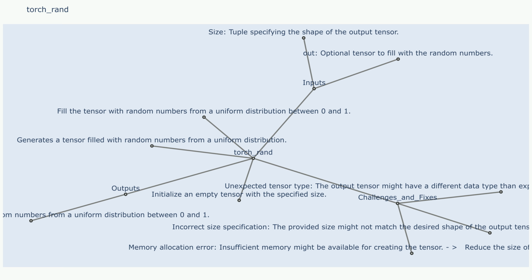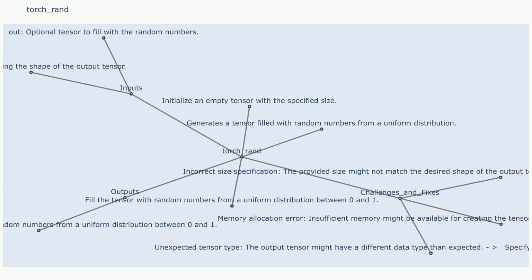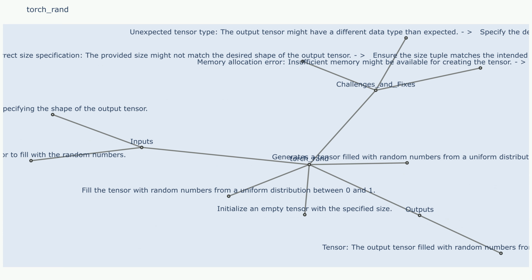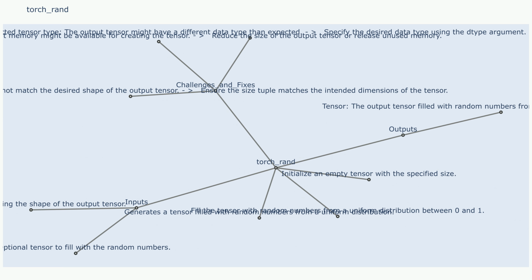Fixes to challenge 1: ensure that the size input is a tuple of integers that accurately represents the desired shape of the tensor. For example, use torch.rand((3,)) to generate a 1D tensor with 3 elements, torch.rand(2, 3) for a 2D tensor with 2 rows and 3 columns, and so on.